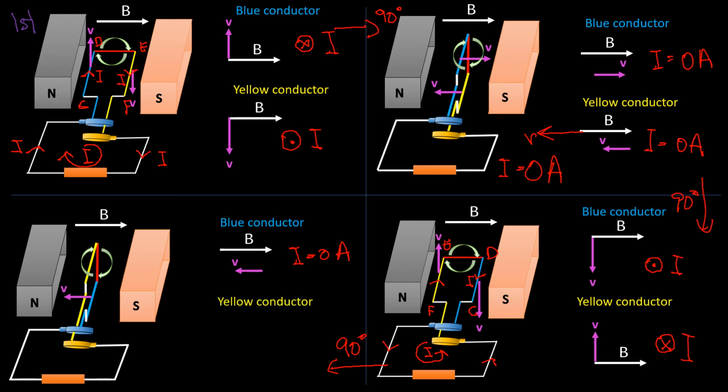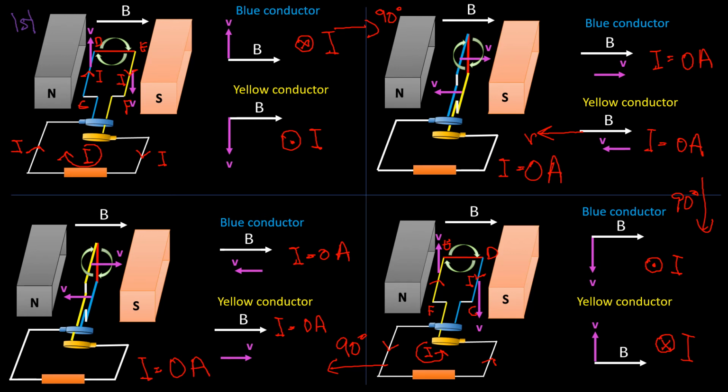For your yellow conductor here, it will experience motion to the right hand side, so you have V pointed to the right hand side and B also points to the right hand side, so both are in the same direction. So at this position there's no induced current flow inside the coil. In other words, in the main circuit, no induced current is generated.